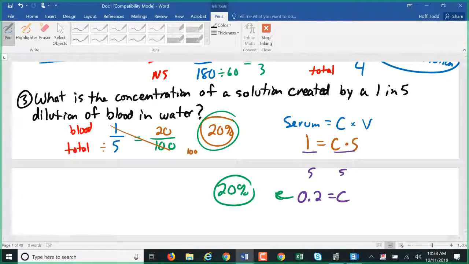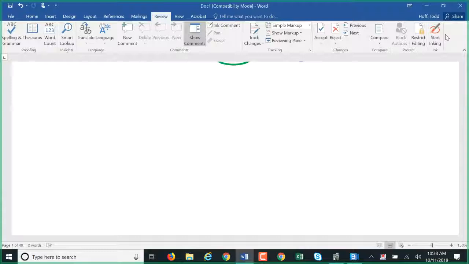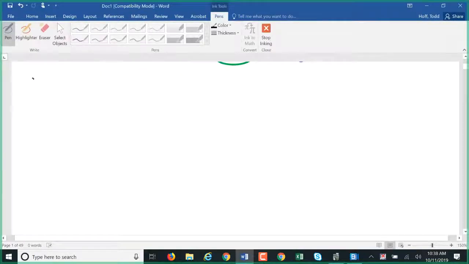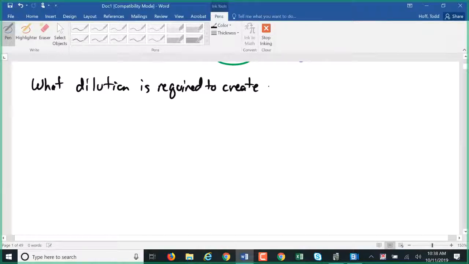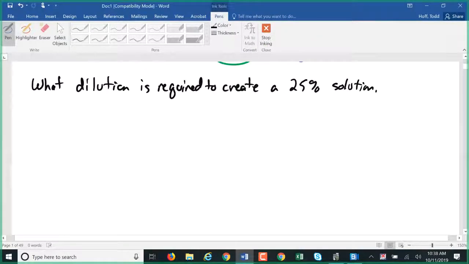It's actually a little more difficult going the other direction. If I ask you what dilution is required to create a 25% solution. There's a couple of ways we could approach that as well. Just kind of the reverse of what we just did.